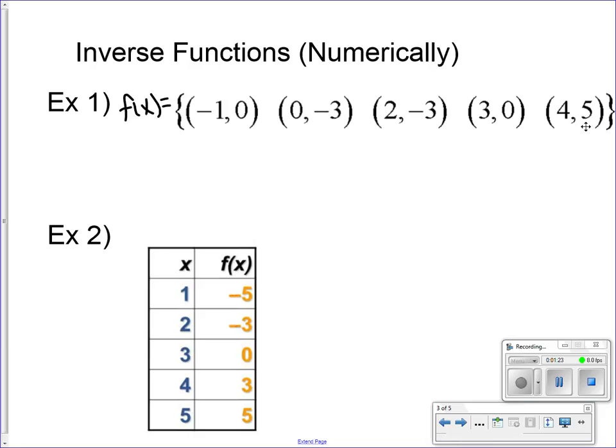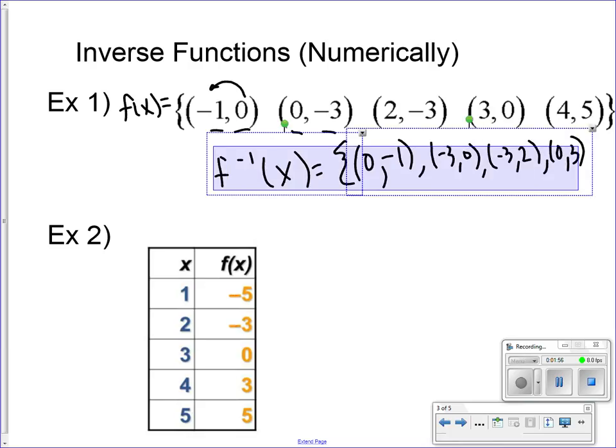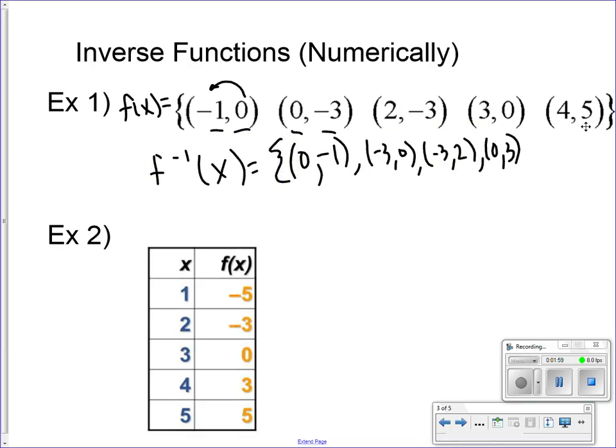So there's our function. What this means is that -1 maps to 0. 0 maps to -3. So the inverse would go backwards. It will map the 0 to -1. You take the output and it sends it back to the input. And so all you have to do is you list out every ordered pair, just switching the x and y. And then the last one will be 4, 5, which switches to 5, 4.